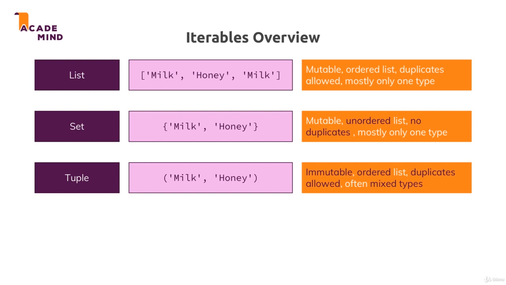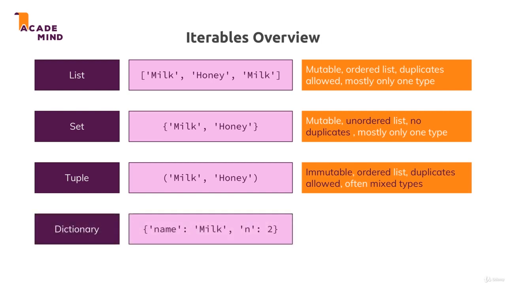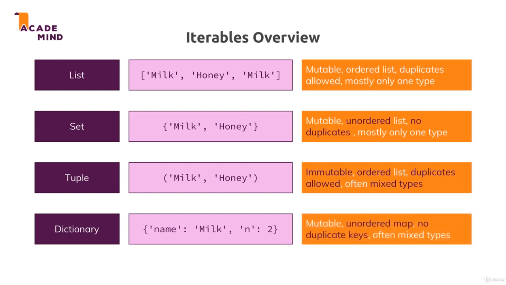Now, the last important data structure is a dictionary. It's created with curly braces like this, and if you're coming from the JavaScript world, this might look like a JavaScript object to you. In the end, dictionaries are basically maps. They are mutable, so you can change them. They are unordered, that's important, so the order isn't guaranteed. Name doesn't have to be the first element.